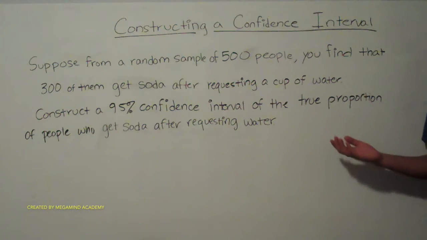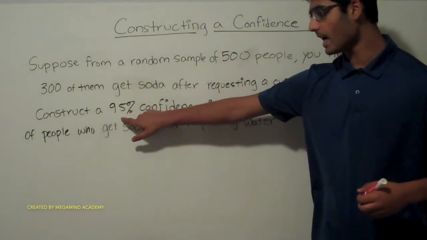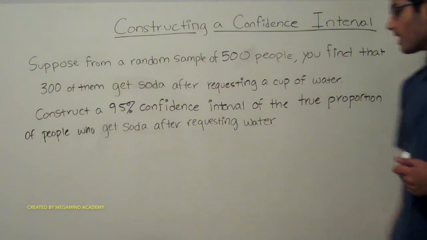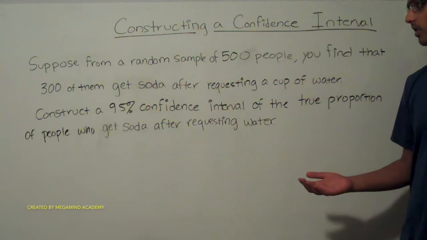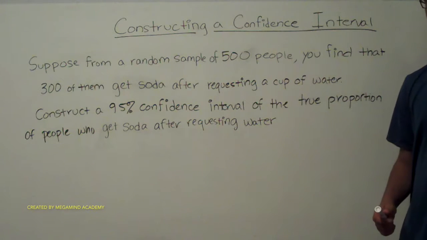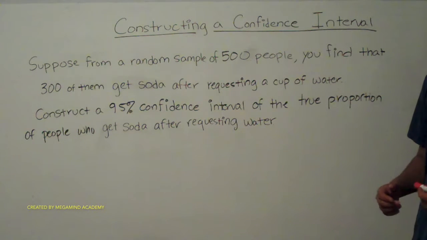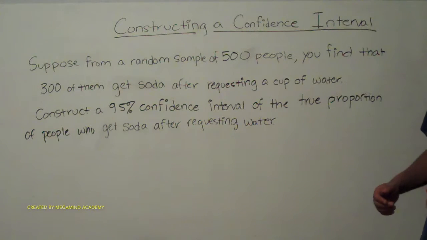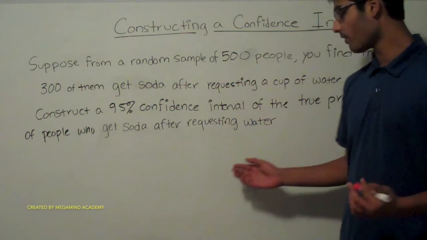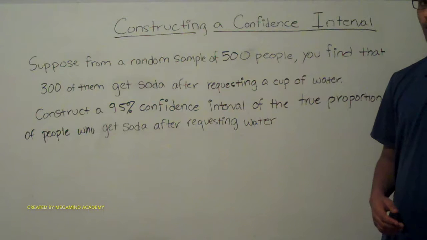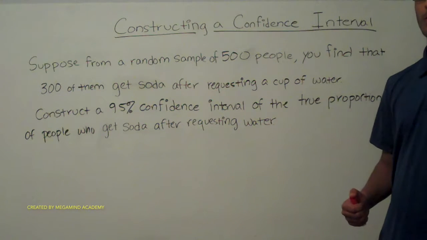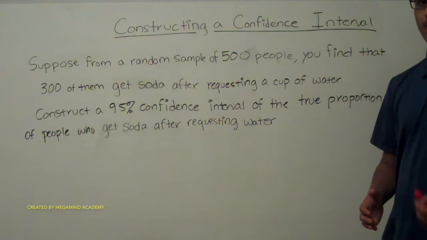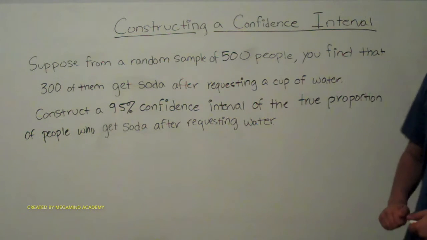So what does this mean? Well, this means, in this case, that we would be 95% confident that the true proportion of people who get soda after requesting water falls within our confidence interval. It also means that 95% of the time, when we take a random sample, we're going to get a value within our confidence interval. Or, that also means that 5% of the time, we're going to get a p hat, or sample proportion, that is outside our confidence interval.